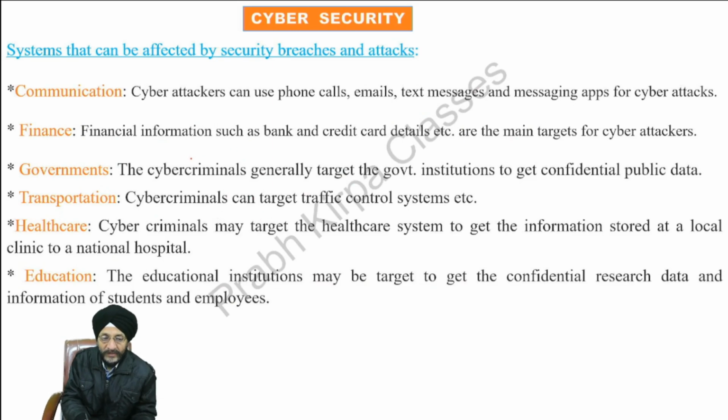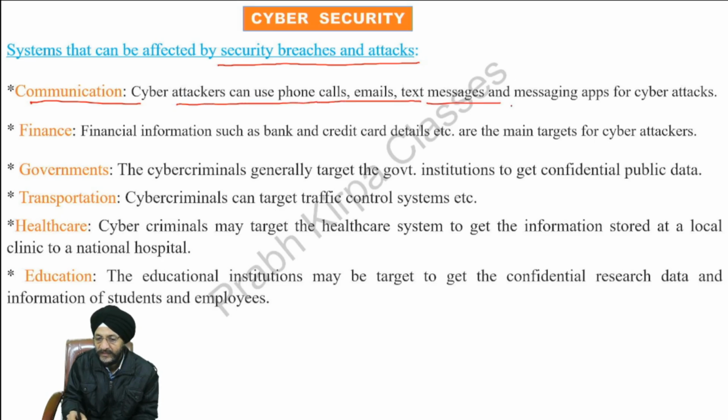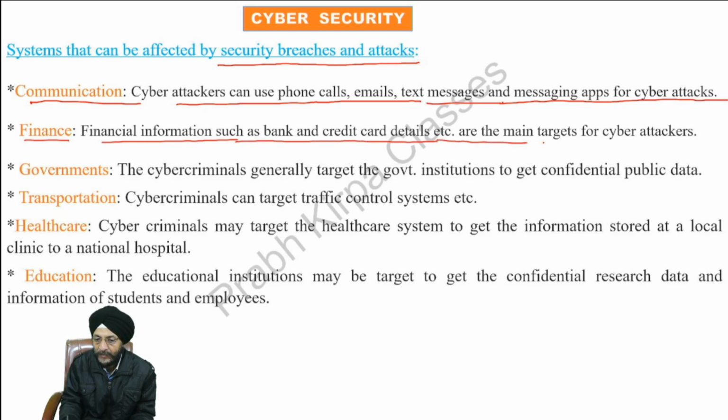So now we will try to find out some of those systems that can be affected by security breaches and attacks. First of all is communication. Cyber attackers can use phone calls, emails, text messages, and messaging apps for cyber attacks. Next system is finance. Financial information such as bank and credit card details are the main targets for cyber attackers.